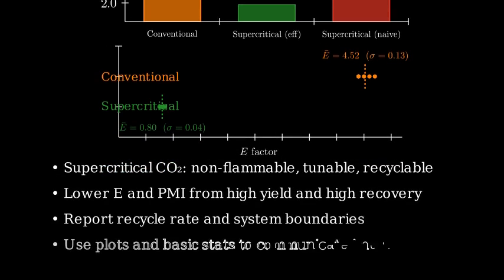Chemically, supercritical CO2 is non-flammable, tunable in density and solvating power, easy to separate by depressurization, and often recyclable at high recovery. Mathematically, the metrics reward high yield, low auxiliary mass, and high solvent recovery. Graphically and statistically, we saw large reductions in both central tendency and spread for the E factor. Always report assumptions. Recovery percent, system boundaries, and whether water or benign diluents are included.